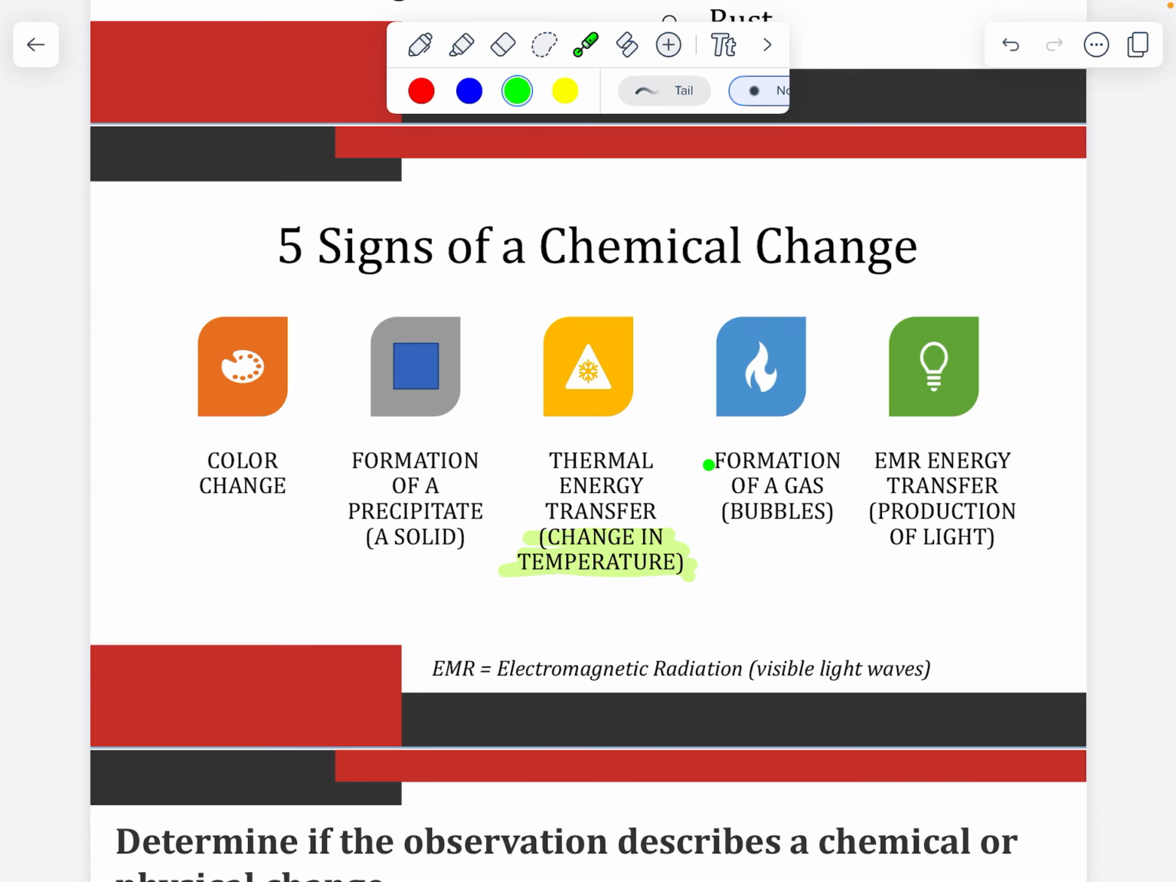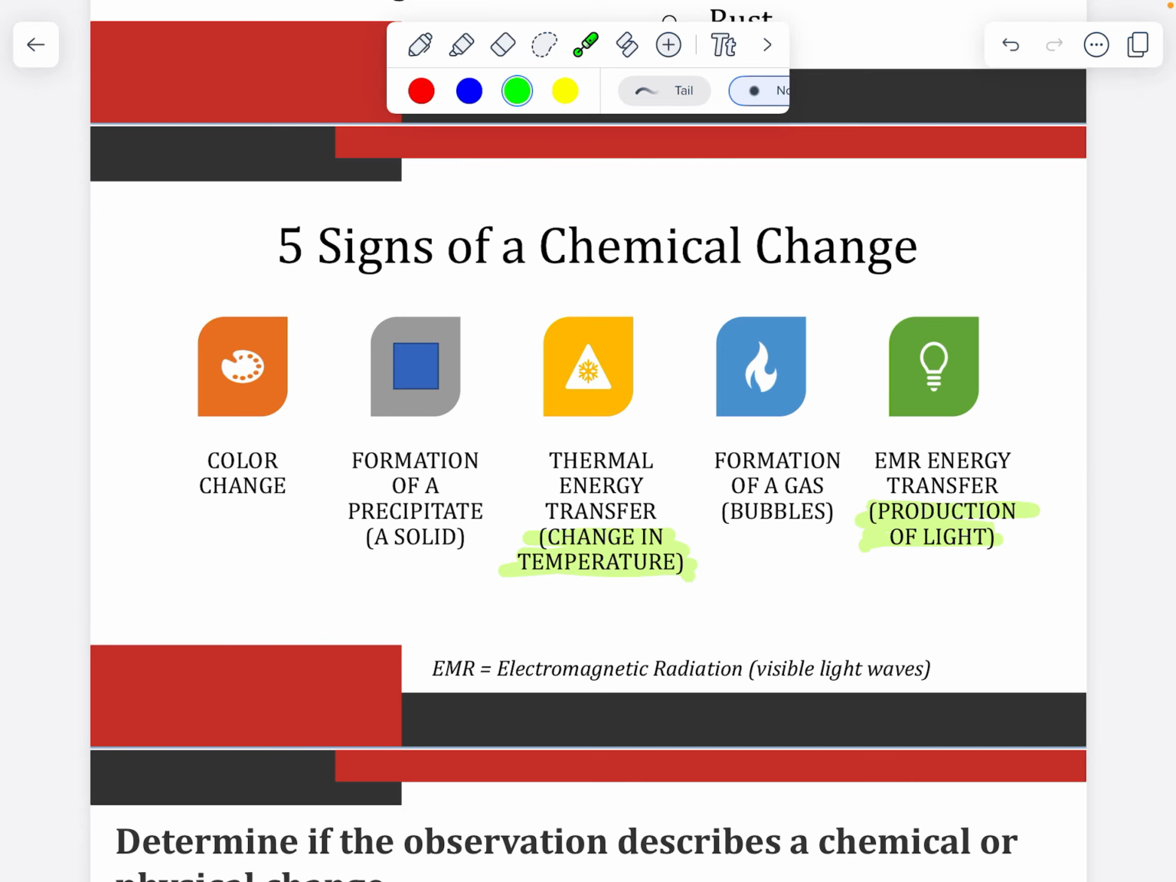The formation of a gas is a sign of a chemical change because we often aren't starting with a gas. So when we see a gas that is being produced, that is a new chemical. And since a lot of times gases are clear, we can look for bubbles to see if a gas is forming. And then the last sign is EMR, energy transfer, and that is electromagnetic radiation energy transfer, which is our visible light waves being transferred. So if we see light being produced when those 2 things are combined, that is also the sign of a chemical change. So if we can find and make observations indicating these, then we can determine if a chemical change has taken place.